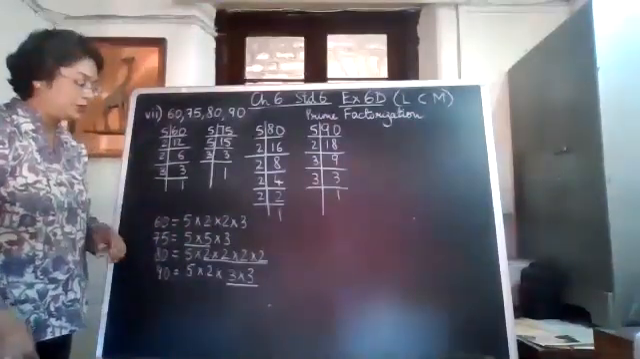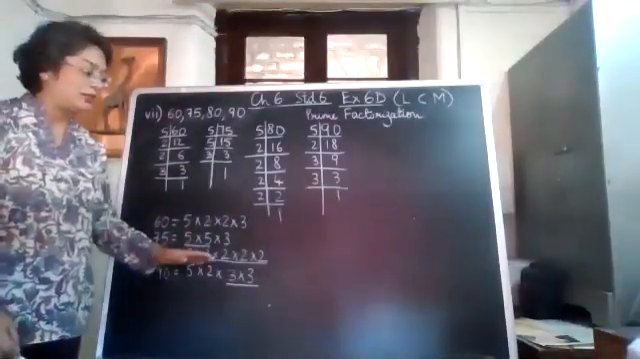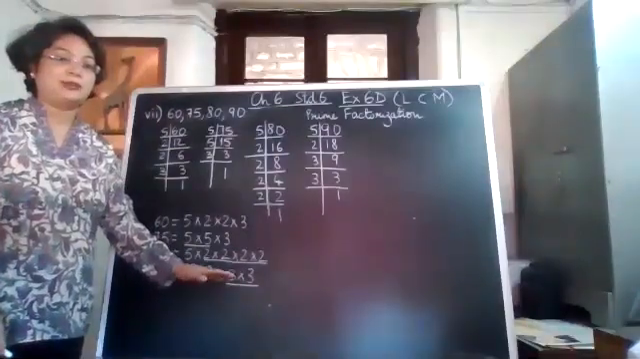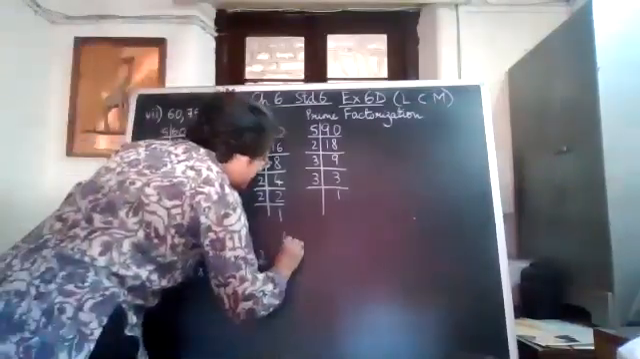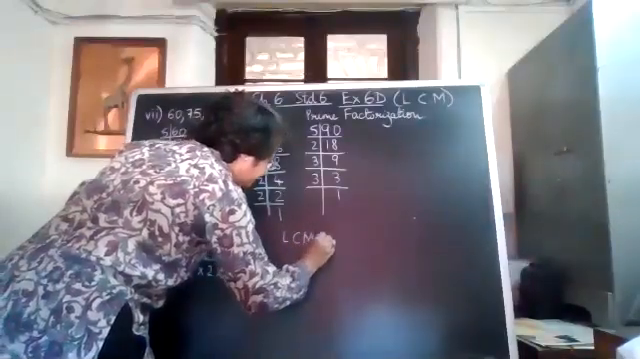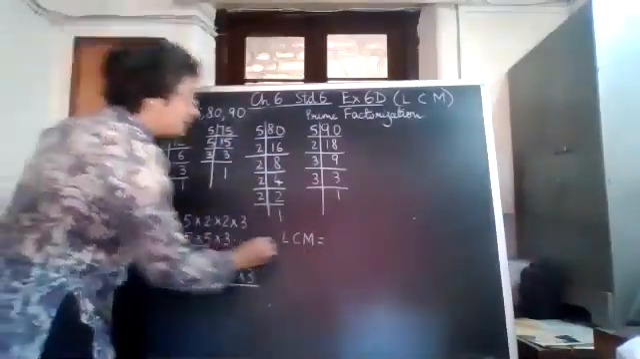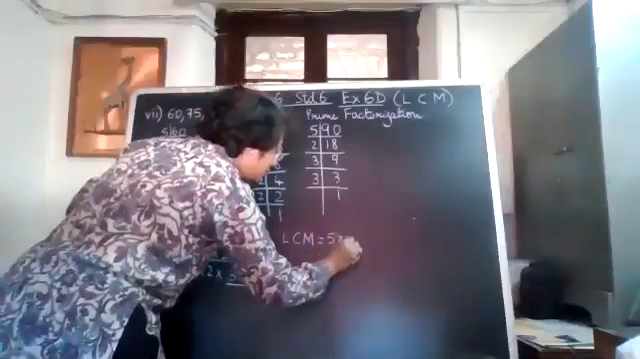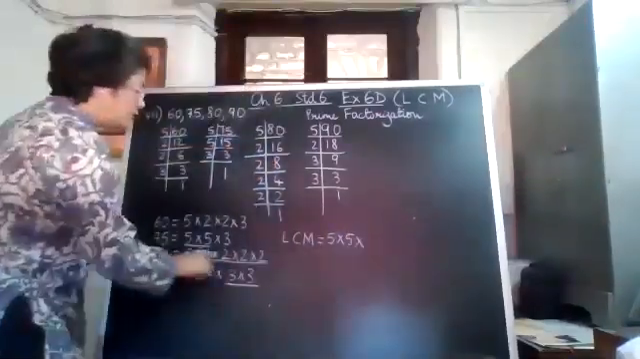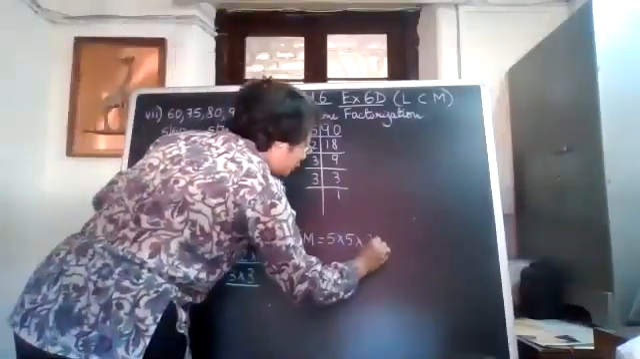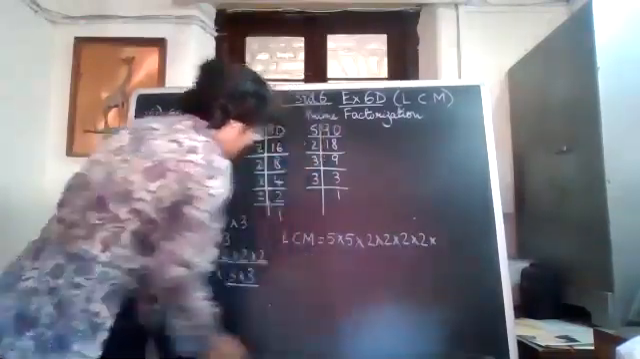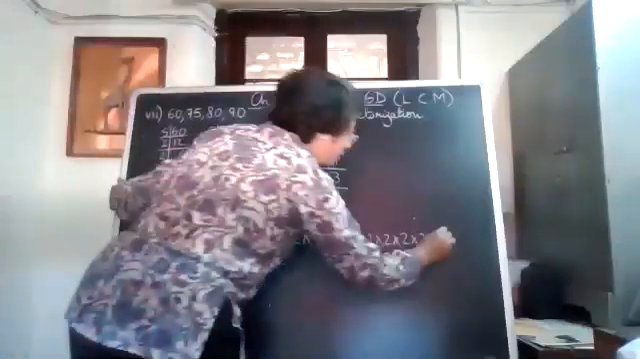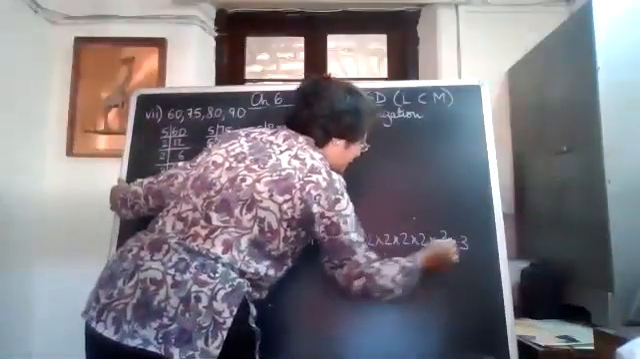So now what we are going to do, the LCM, we will take the factors which appear the maximum number of times and multiply all of them. So your LCM, we'll start with 5, maximum number of times, twice. 2, maximum number of times, 4 times. And 3 is appearing maximum number of times, twice.